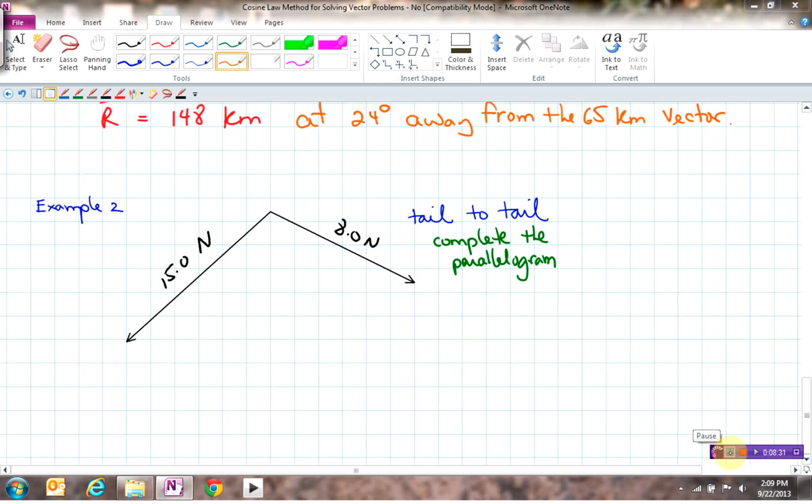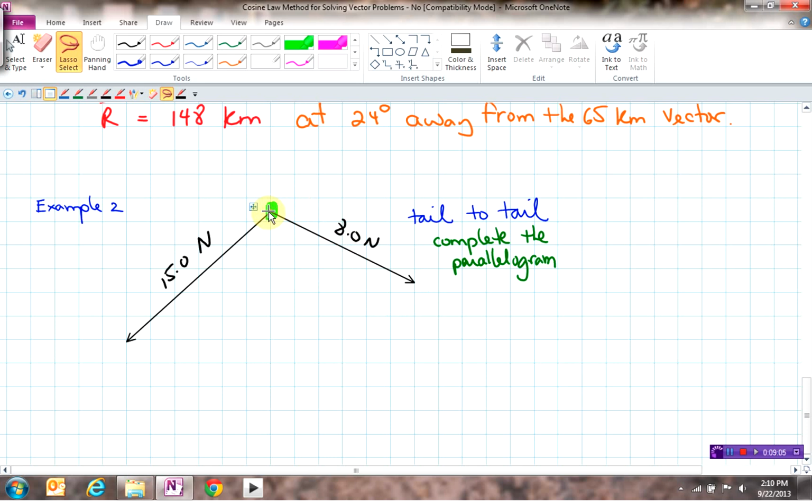The last example I want to show you by using the cosine law and sine law is when we have two vectors that are now positioned tail to tail, like these ones here, and there they are, tail to tail right there, and you want to find the resultant vector. Now remember, when we do this, what we need to do is complete the parallelogram. So I'm going to take a copy of the vector, like this.